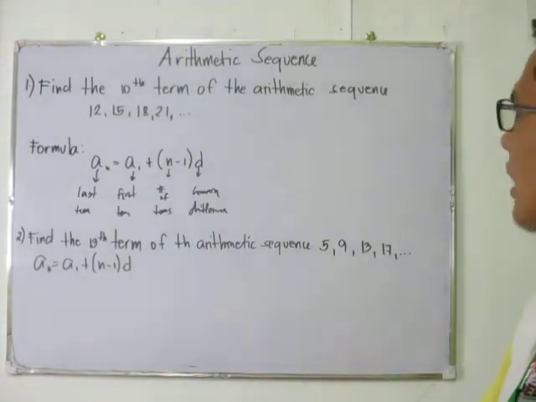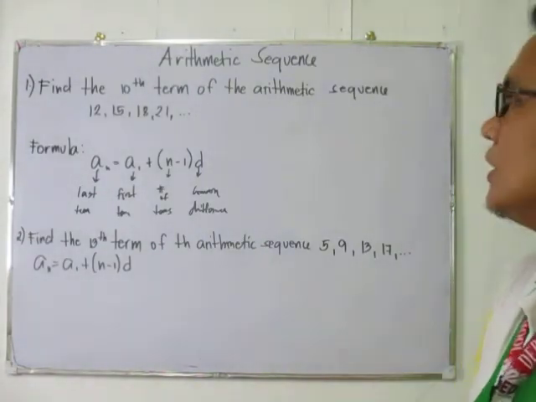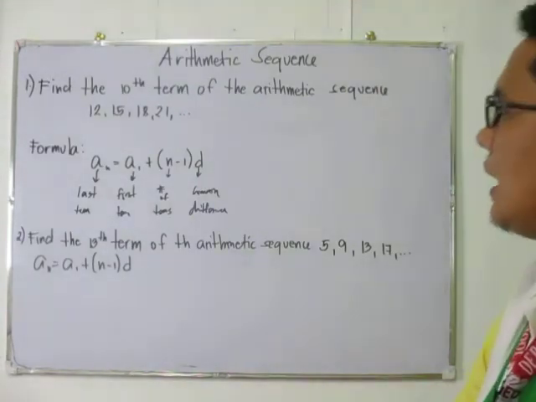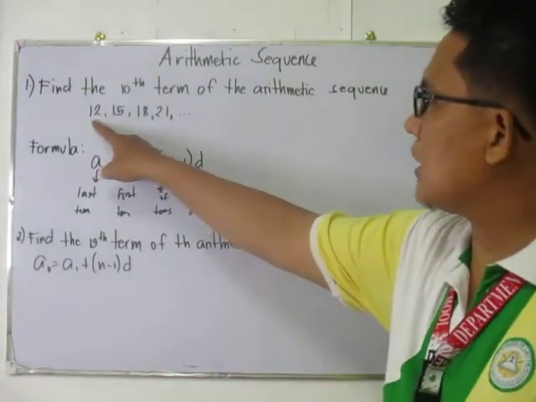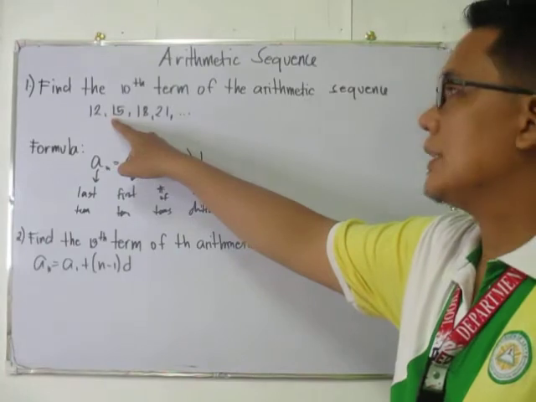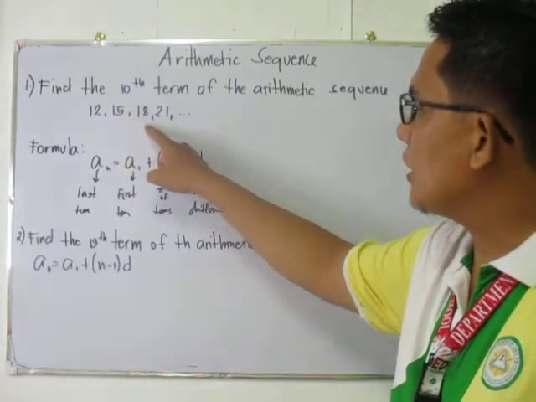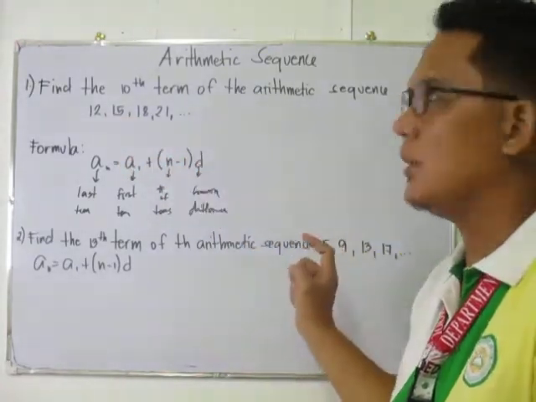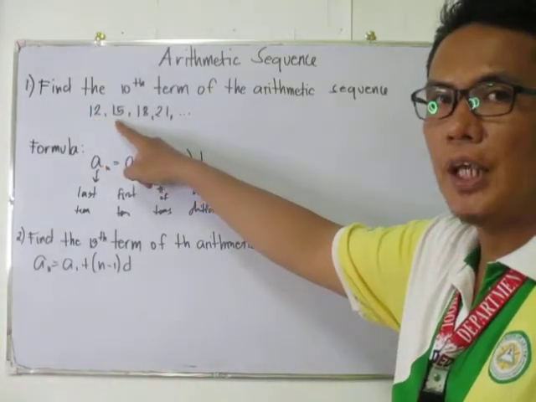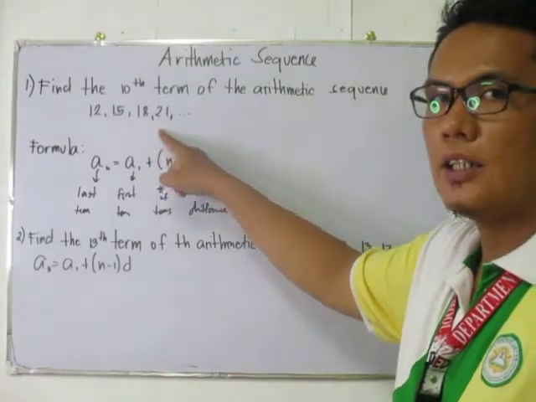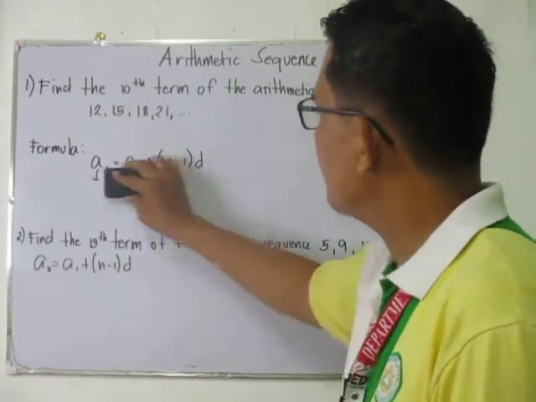Find the 10th term of the arithmetic sequence. Let us try to identify first what an arithmetic sequence is. It is a sequence that has what we call the common difference. The second term is identified after adding a certain number to the term preceding it. So if we have 12 for the first term, we add 3 to get 15, add 3, 18, add 3 is 21.